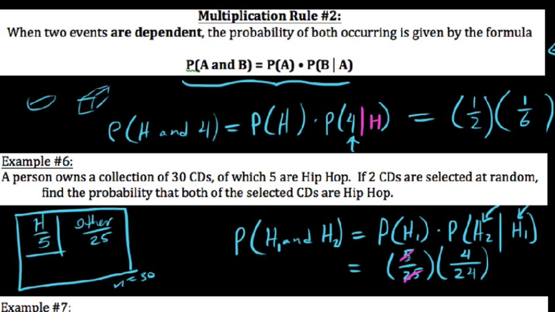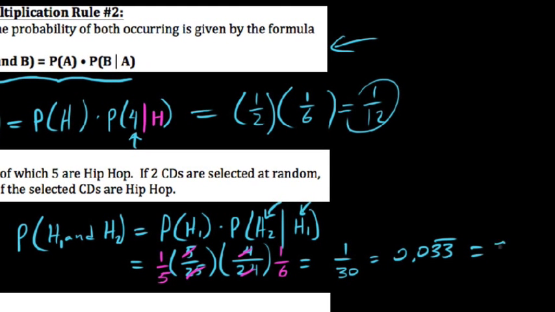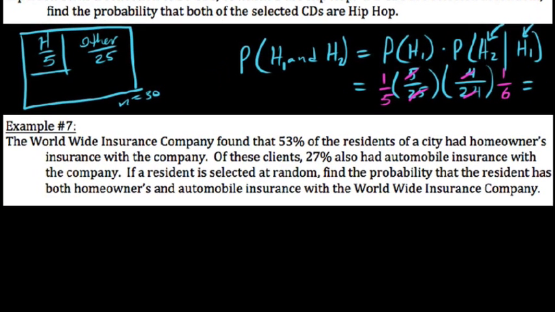First, we say 5/25 is the same thing as 1 over 5. 4/24 is the same thing as 1 over 6. And so this produces a 1 in 30 chance, or it'd be 0.033 repeating. I'm not sure. About a 3.33% chance, I'm guessing. So anyways, yeah, this is how you would use this rule.